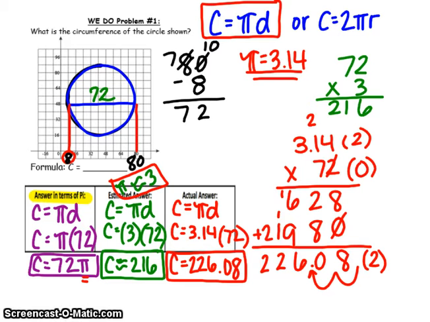So what I want you to do is go to your practice page, and I want you to do the you do. Or I'm sorry, it's right next to your example. Go ahead and do the you do problem A. It says, what is the circumference of the circle shown? And it gives you a diameter of 18. So I want you to go ahead and do the answers in terms of pi, your estimated answer, and your actual answer. So you need to refer back to this we do problem number 1 in order for you to do that.